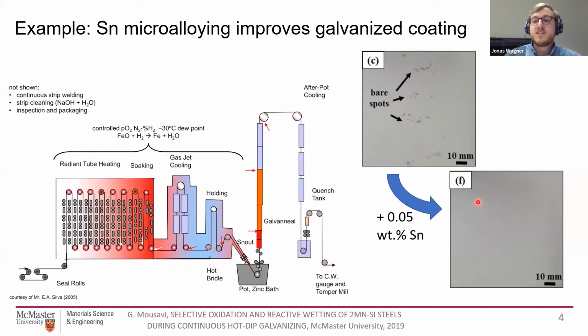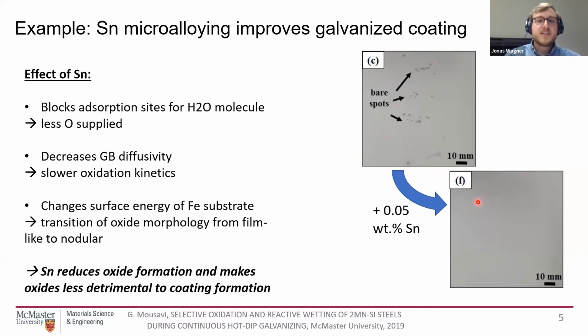So how does the tin do that? Well, tin is a surface active element. It has a larger atomic radius than the iron, a lower surface energy, and during the heat treatment, it segregates to the surface. So we have an enriched layer of tin at the surface, which has a threefold mechanism to improve our coating. It blocks the adsorption sites for H2O molecules, which is the source of our oxygen for the oxidation reaction. So less oxygen is supplied in the first place.